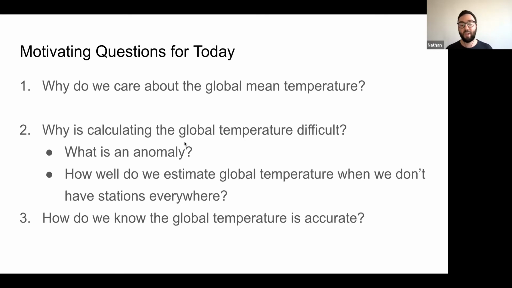And to answer this, I'm going to also answer the question, what is an anomaly, or in this case, a temperature anomaly? And also show some results that answer the question, how well do we estimate global temperature when we don't have stations everywhere? And then finally, I'll compare this calculation that we're doing at NASA to some other calculations in other parts of climate science and answer the question, how do we know the global temperature calculation done by NASA is accurate?